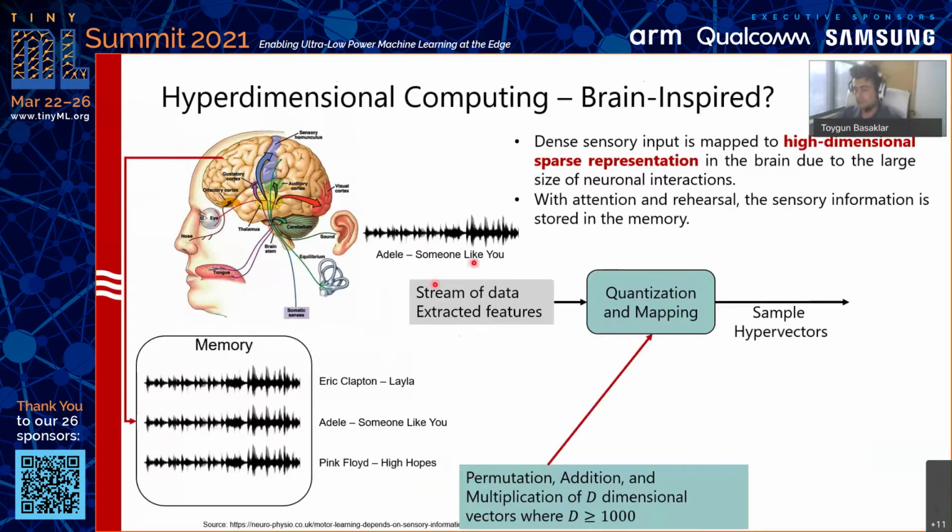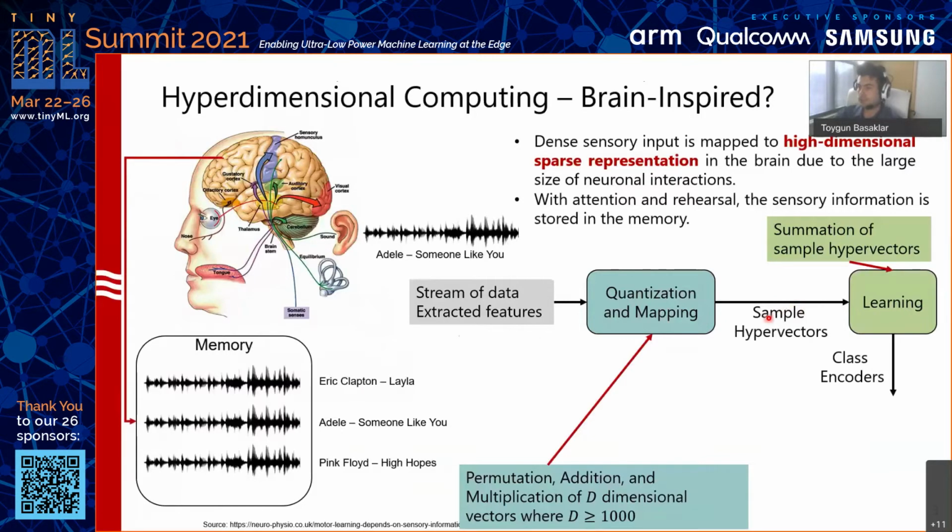It first maps the input data to high-dimensional hypervectors called sample hypervectors, and this operation only involves simple vector arithmetic, so it is significantly cheap. It only involves permutation, addition, and multiplication of d-dimensional vectors. Then the sample hypervectors that belong to the same class are linearly combined to obtain class hypervectors called class encoders, which just involves summation of sample hypervectors.